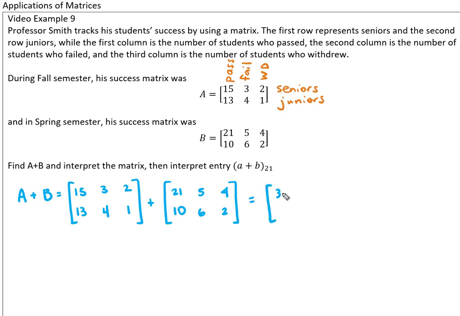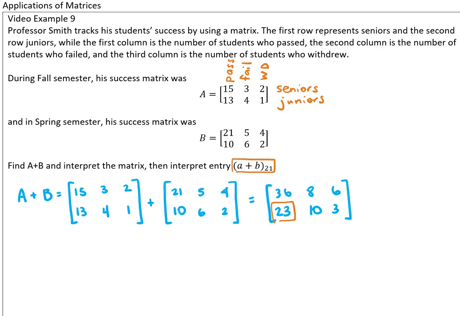So we would get 36, 8, 6, 23, 10, and 3. The second half of this question asks us to interpret what this entry is. So first let's find that entry. We go to the A plus B matrix and we go to the second row, first column. So that's the 23. And we ask ourselves, what does the second row, first column represent?